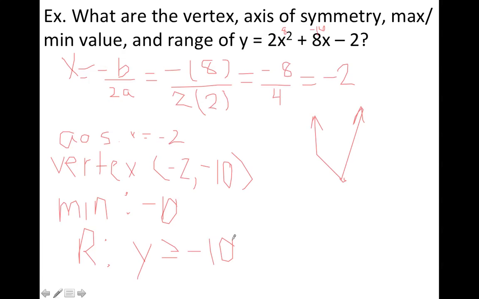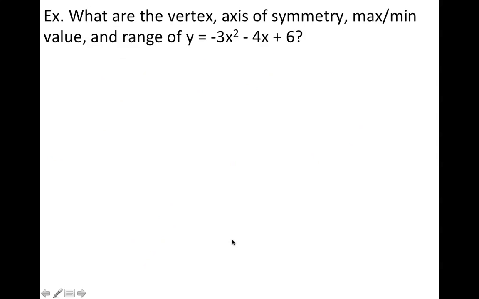I know it's a lot to remember, but once you find your axis of symmetry, that's the same as the x value of your vertex. Plug it back in to find your y, and then your min or max value will always be the y value of your vertex, and your range will also be the same as your y value of your vertex. So I'm going to let you work on this one by yourself. Identify the vertex, axis of symmetry, if we have a max or a min, and the range of our function.